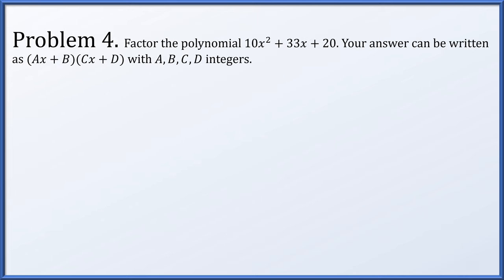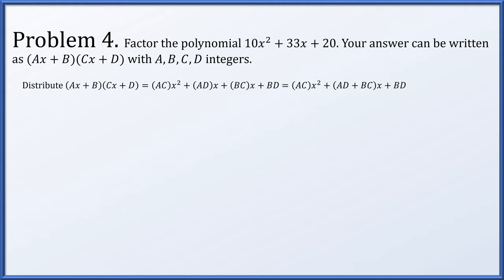In problem 4, we're asked to factor the polynomial 10x squared plus 33x plus 20. Now here's something very important. We are told the answer can be written as ax plus b times cx plus d, where all of those are integers. Now I want to warn us as we get into this, we're really going to go deep into this one. You could get this problem probably faster than we will just by doing some guessing and checking with what you choose a, b, c, and d to be, but I really want to reason it out.